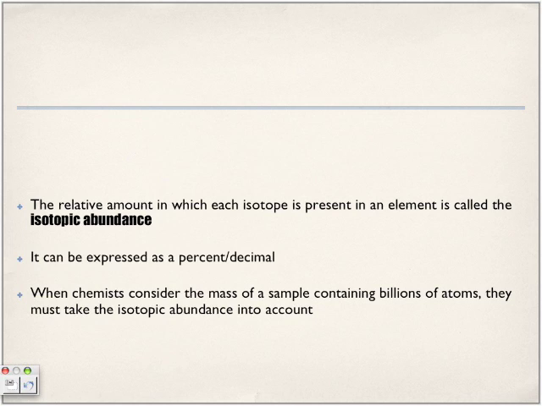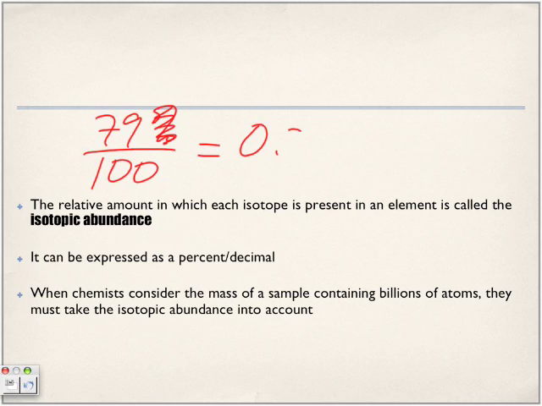It can be expressed as a percent or as a decimal. Usually if you get a percent, let's say 79%, as we said, remember to get rid of the percent by dividing it by 100. So whenever you get a percent, always divide it by 100, remove the percent sign, and get it into a decimal, because that's how you do your calculations. You turn it into a decimal first before you make any of the calculations.